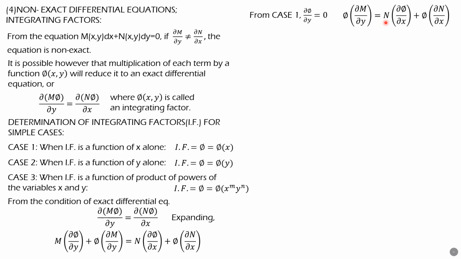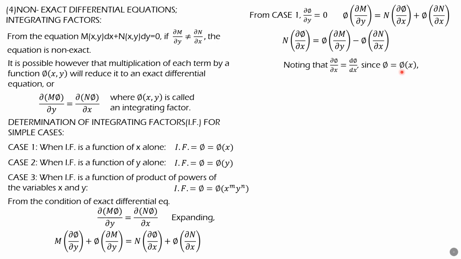So transposing this to the left, and deriving this expression, N partial derivative of P with respect to x equals P partial derivative of M with respect to y minus P partial derivative of N with respect to x. And since P is a function of x alone, the partial derivative of P with respect to x is equal to the derivative of P with respect to x. So take note, P is a function of x alone. That's why the partial derivative of function P with respect to x is also the derivative.